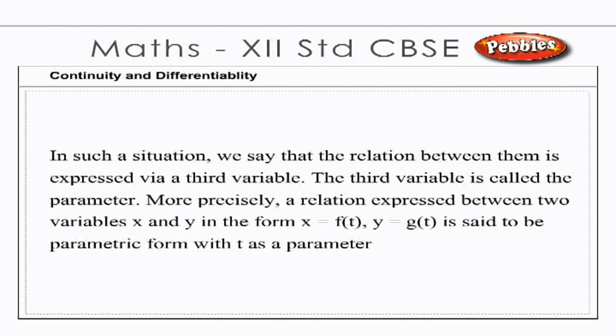More precisely, a relation expressed between two variables x and y in the form x is equal to f of t, y is equal to g of t is said to be in parametric form with t as a parameter.